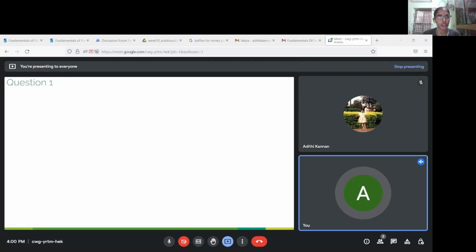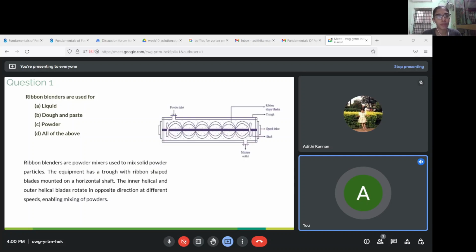So question 1, ribbon blenders are used for A. Liquid, B. Dough and paste, C. Powder, D. All of the above. So what are ribbon blenders? Ribbon blenders are used for mixing two products, and these are generally powders.